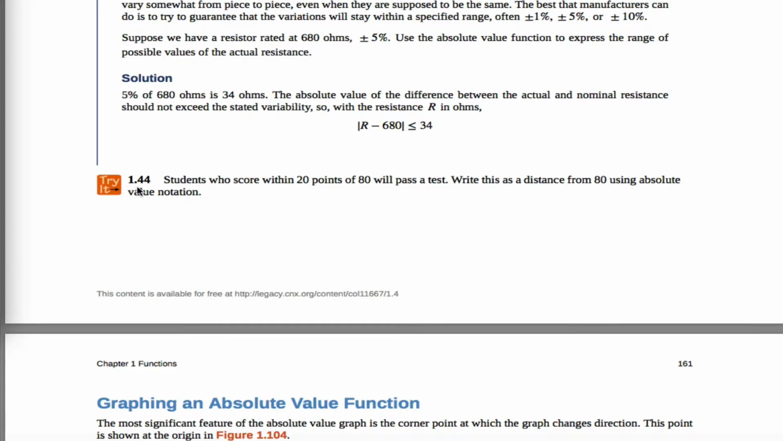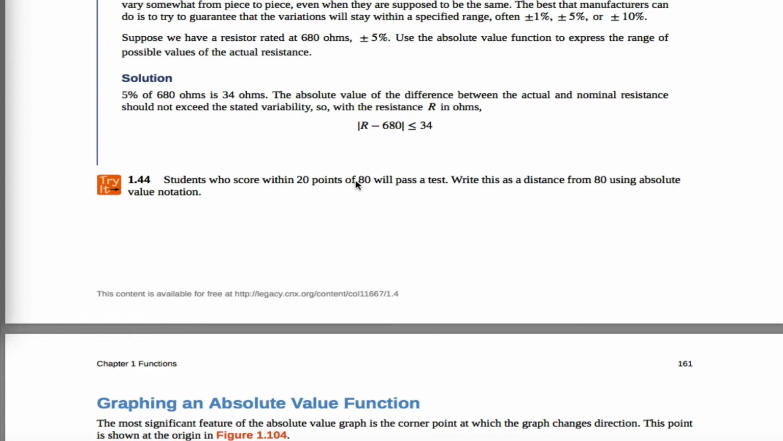All right, here's Try It 1.44 from PreCalculus OpenStax. Essentially what we're asked to do is translate this English into math, write it so it looks something like this, and you'll end up using absolute values and some inequalities. And the challenge is English doesn't always translate that well to math.